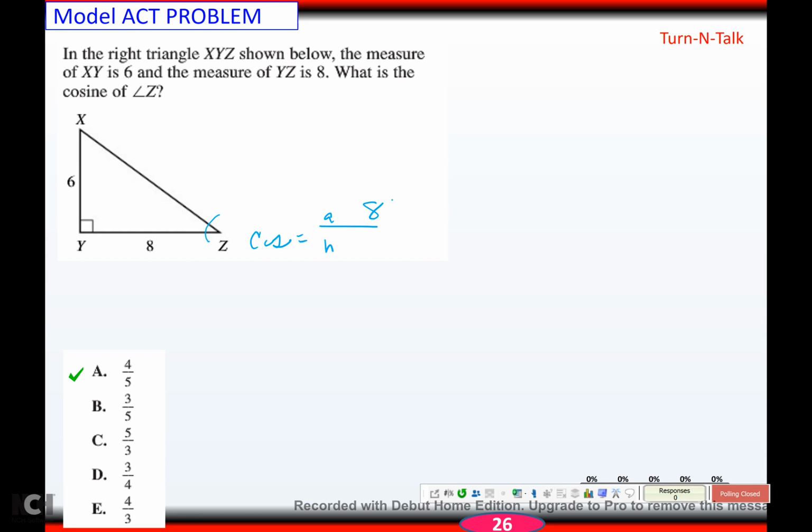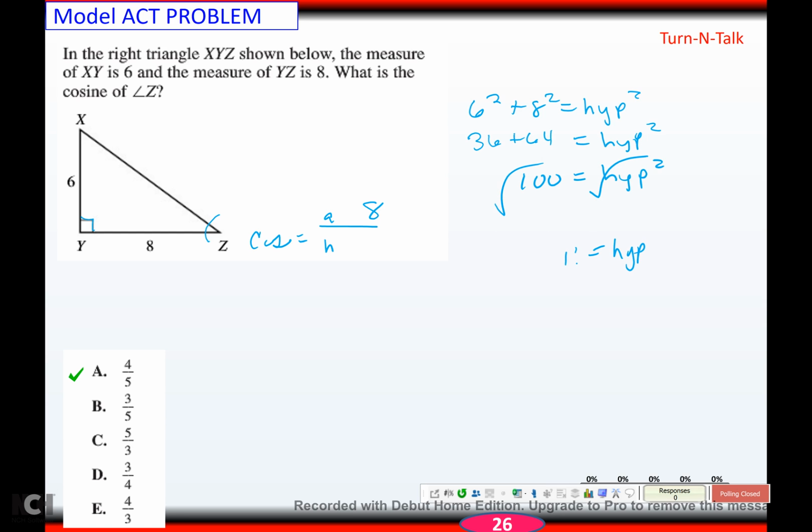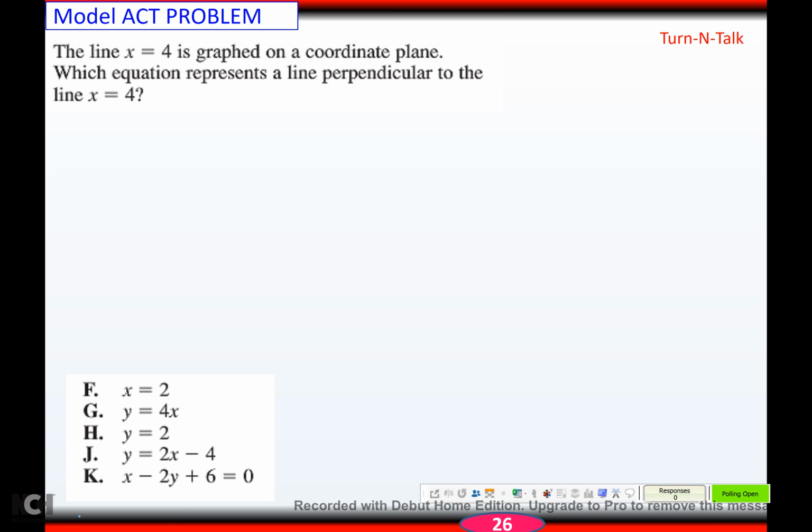I need the hypotenuse. Well, it's a right triangle. So 6 squared plus 8 squared equals the hypotenuse squared. So that would give me 36 plus 64, which is 100, equals my hypotenuse squared. Square root, and I get my hypotenuse is equal to 10. So cosine is 8 over 10, which reduces down to 4/5. And last one. Give it a shot. Hit pause. Come back when you're ready.